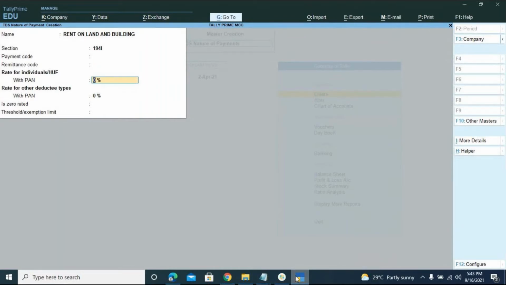Yes. Now this most of you would have observed. With PAN it is 10%, without PAN it is 20% deduction. There is a double deduction without PAN. So what is the TDS rate applicable? We have seen it is 10%.